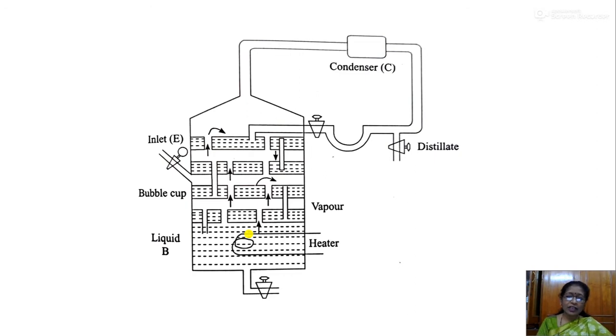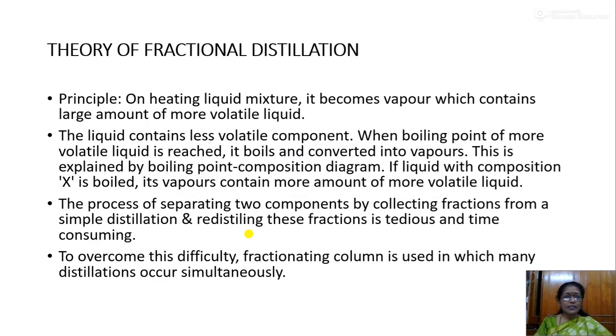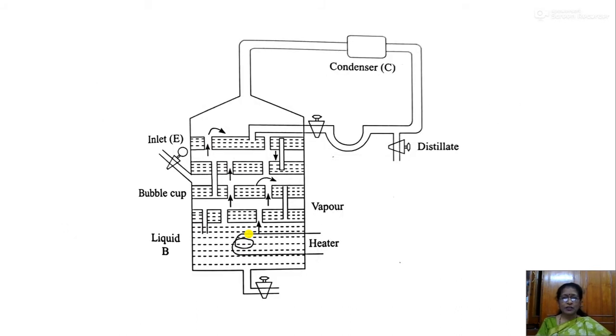fractional distillation. Now here, the process of separating two components by collecting fractions from a simple distillation and redistilling these fractions is tedious and time consuming. To overcome this difficulty, a fractionating column is used in which many distillations occur simultaneously. In this slide, you can observe the fractionating column.